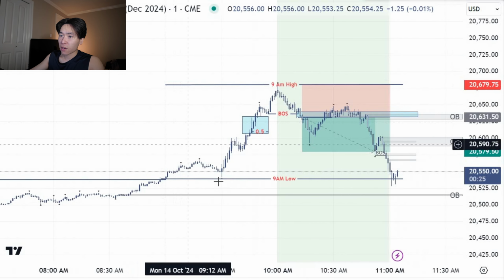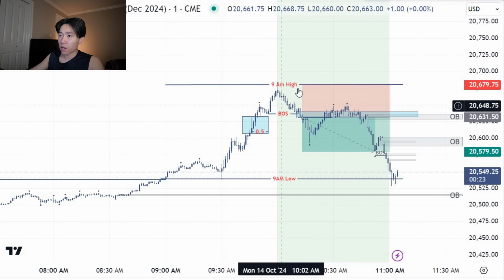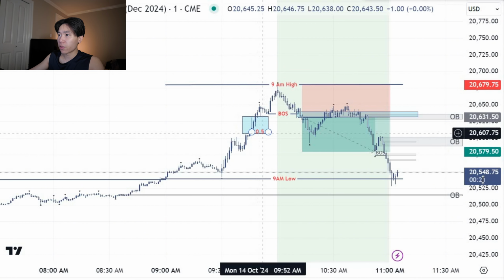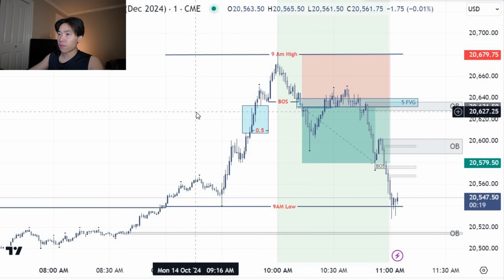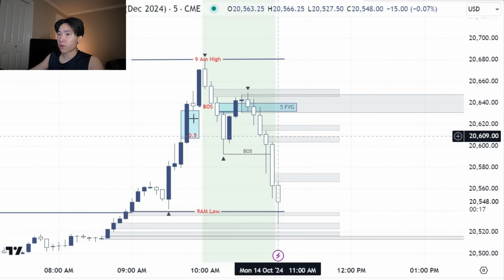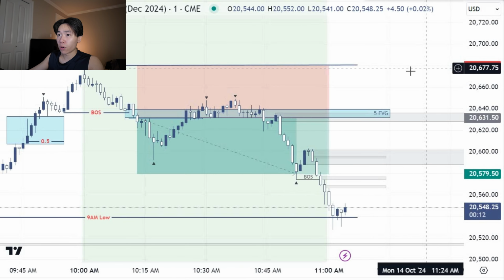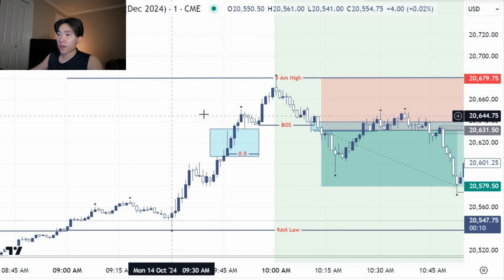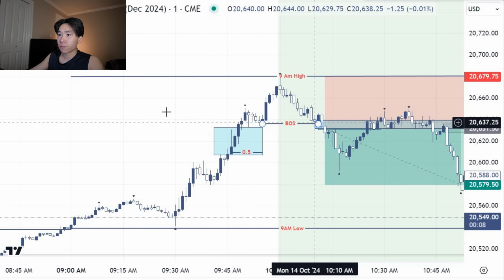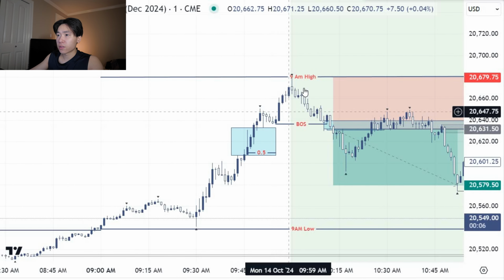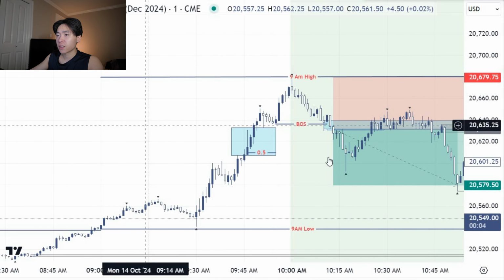So basically, from this bottom right here to the top, we have equilibrium marked right here, and then this was, I believe, a 5-minute fair value gap right over here. So this is a 5-minute fair value gap, right? So I'm looking for price to draw lower, right? But first I needed a break of structure, right? So here, price broke structure lower.